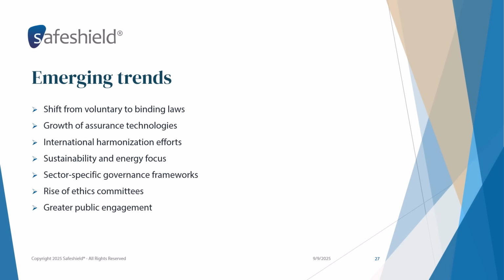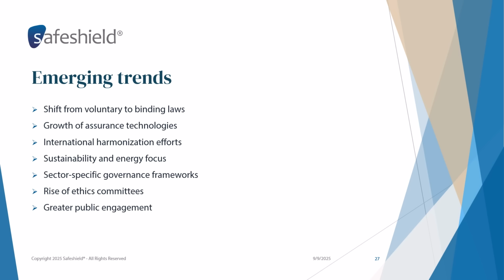AI governance is constantly evolving, shaped by emerging trends and new regulations. One of these trends is the shift from voluntary guidelines to more binding regulation, like the EU AI Act. Another is the adoption of AI assurance technologies, such as automated monitoring tools, bias detection software, and explainability platforms. These technologies make governance more scalable and effective.